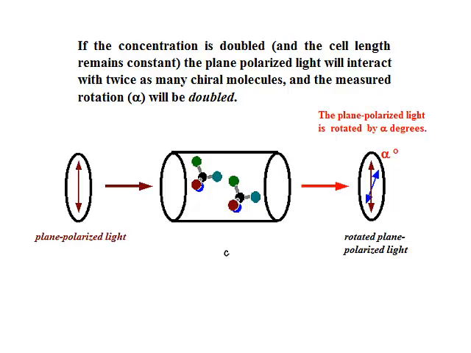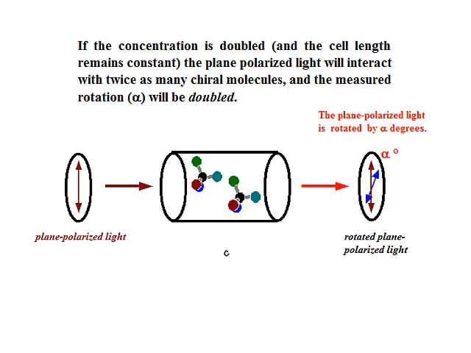If you double the concentration of the molecules, twice as many come in contact with the plane polarized light, and that rotates then twice as much. So it's another direct relationship. Again, we could specify a concentration. We could say, use this concentration, but we don't do that. So each person, depending on the concentration and the cell length, might get a different rotation for a molecule.